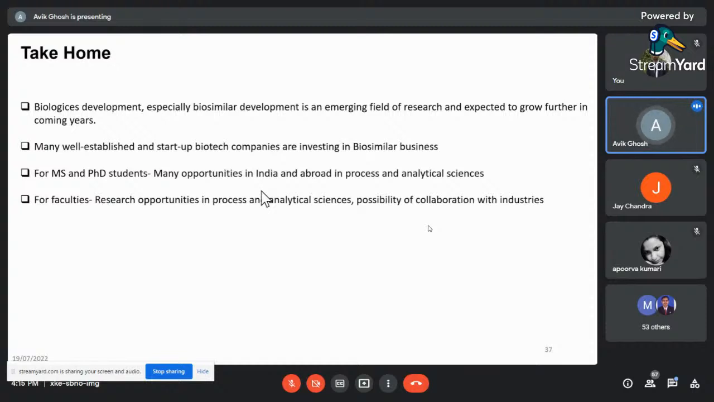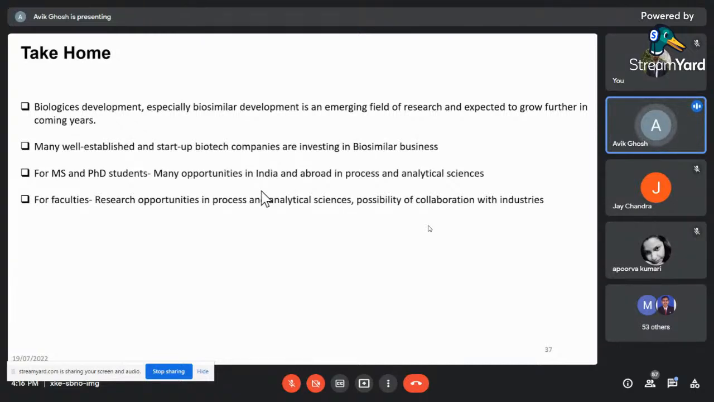And there are many well-established and startup biotech companies in India and abroad investing in the biosimilar business. So for your students, MS or PhD students, there are many opportunities in India and abroad in process and analytical sciences. This is something I always say to my faculty friends: ask your students to keep their eyes open for these. Many times these opportunities are not very well advertised, and I see only students from metropolitan cities getting into these positions. I don't see many coming from the outskirts.